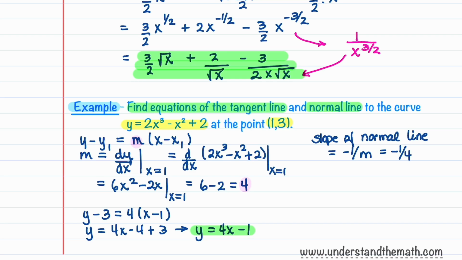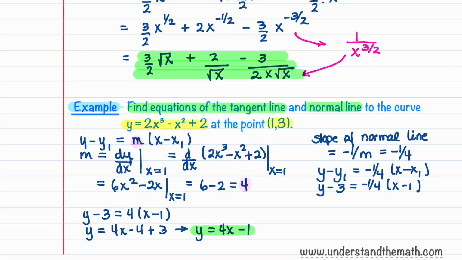Now we do the same thing. Let's write down our general equation. y minus y1 is equal to our slope. We'll go ahead and put in minus 1/4 times (x minus x1). Now we're going to substitute in that y1 is 3, x1 is 1. So this gives us y minus 3 is minus 1/4 times (x minus 1).